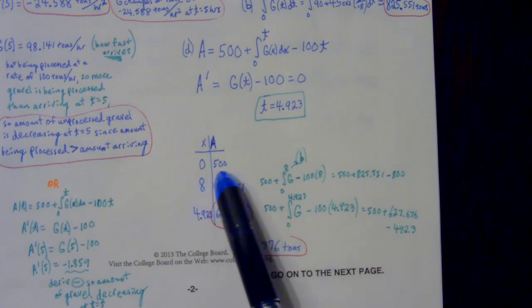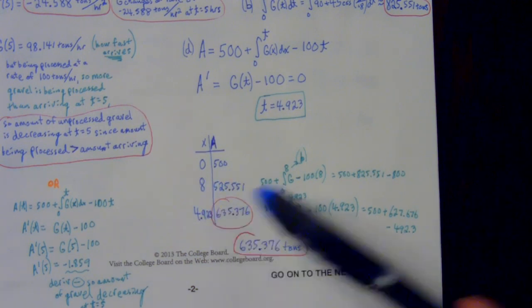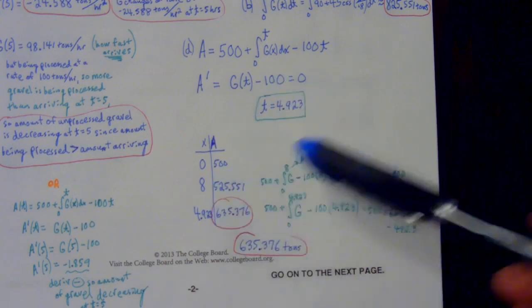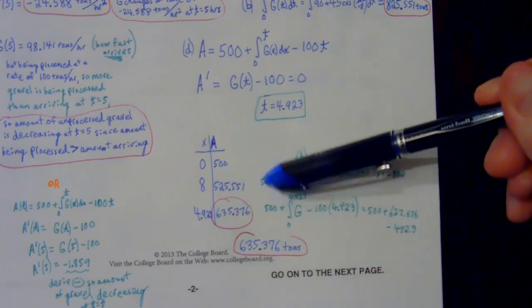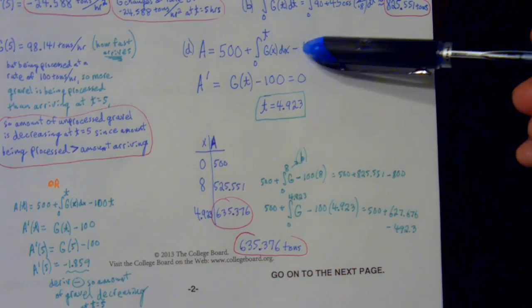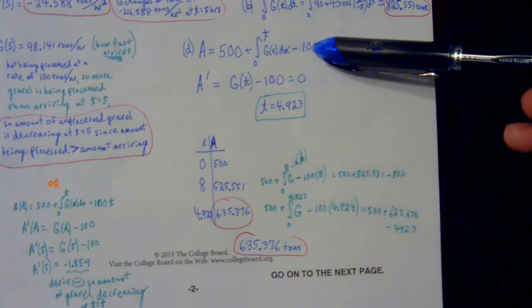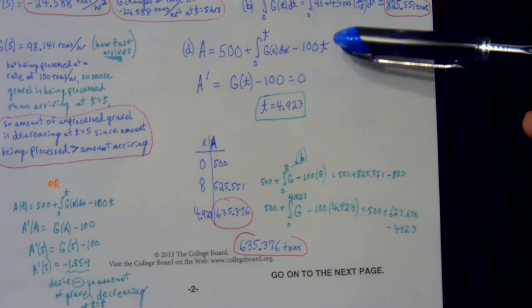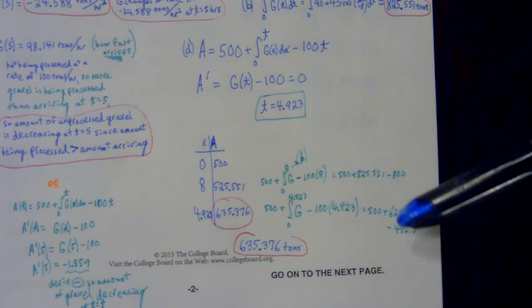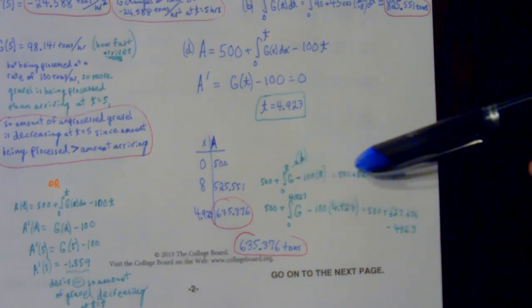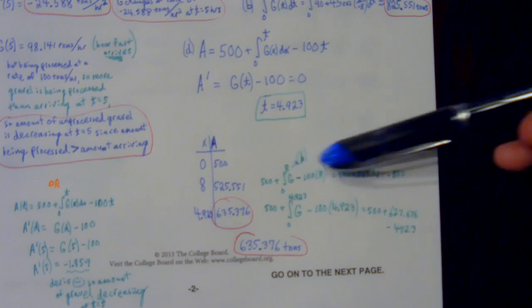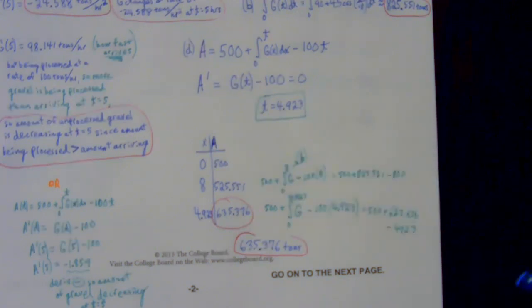They told us at 0, it was 500. Now at 8, I'm plugging into this equation up here. So it was 500 plus the integral between 0 and 8, minus 100 times 8, because it was 100 tons per hour, so you would process that for 8 hours. So 100 times the 8. And then this is the answer that we actually came up with in part B. So I already had that down. I didn't need the calculator for that. I was able to get that number.